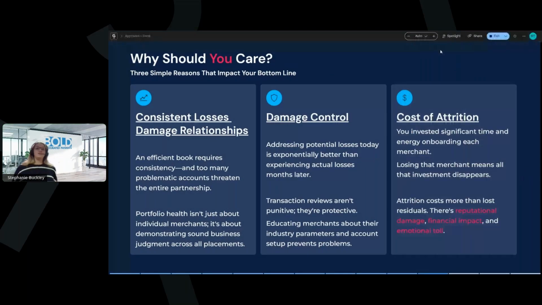So why should you care? As an ISO, why should you care? I know probably every single person on this call thought to themselves at one point during the stakeholder conversation, like, I care if Visa loses any money. Like, I care if Synovus loses any money.